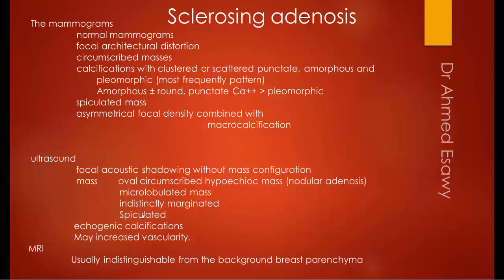Ultrasound also shows echogenic calcifications, and increased vascularity may be seen on ultrasound Doppler study. Ultrasound findings in sclerosing adenosis: focal acoustic shadowing without a mass, or a mass, or an echogenic area of calcification; increased vascularity may be seen. MRI in sclerosing adenosis is usually undifferentiated from background breast parenchyma.